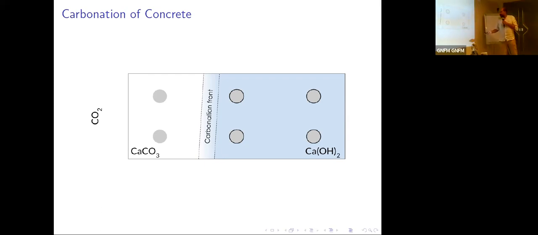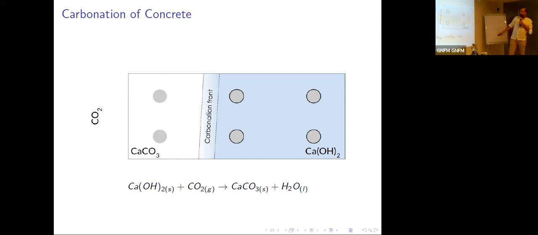The overall chemical reaction is given by this. So calcium hydroxide reacts with carbon dioxide to give calcium carbonate plus a molecule of water. However, this reaction is the result of intermediate reaction steps. Which are these steps?